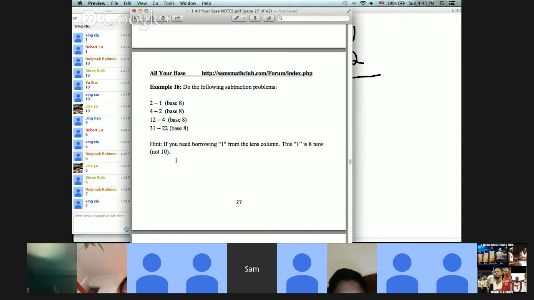So, see the hint? If you need to borrow 1 from the tens column, this one is an 8 now, not a 10. So you guys have to remember that.